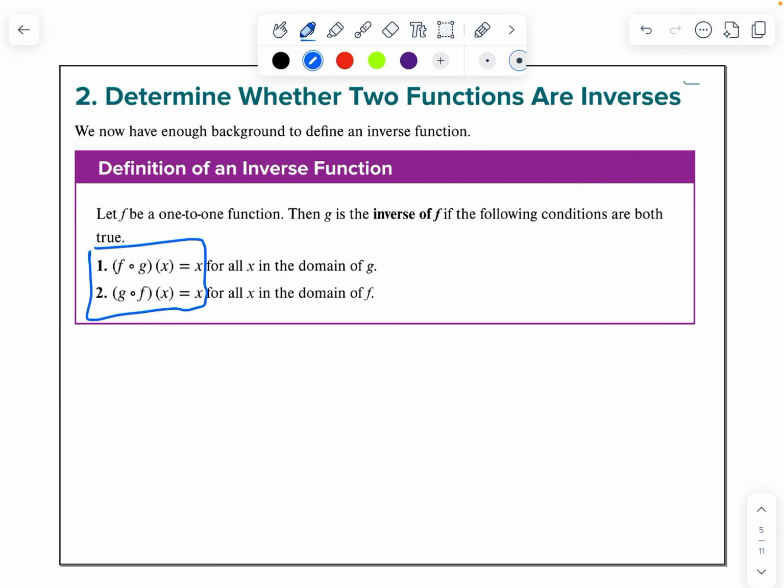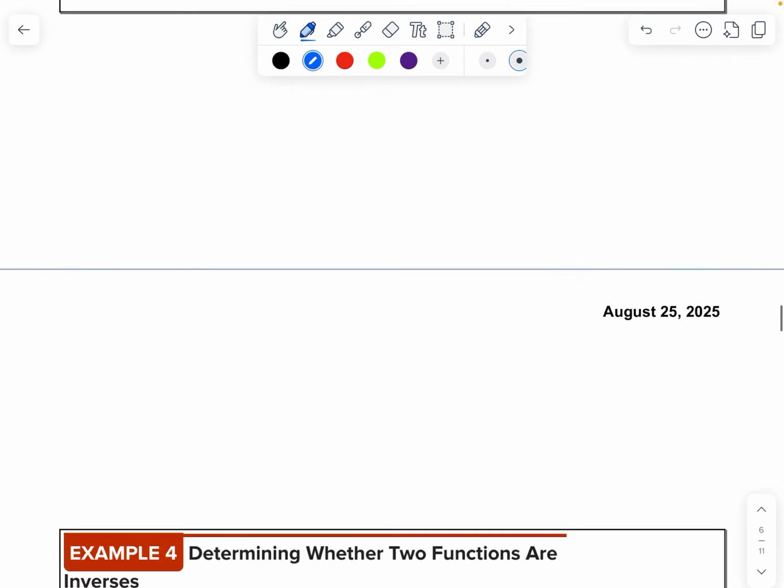To find out whether, if we're given two functions, for example, f of x and g of x, and we want to know if they are inverses, the way you check that is by doing f composed with g and g composed with f. If you get just x for both of those, then they are inverses. Let's see an example of that.